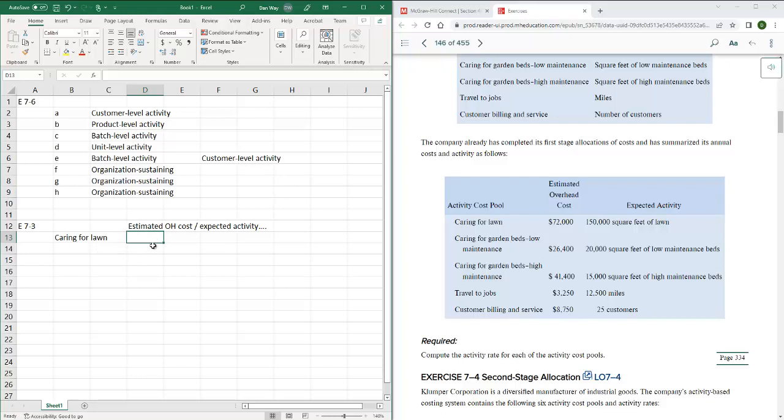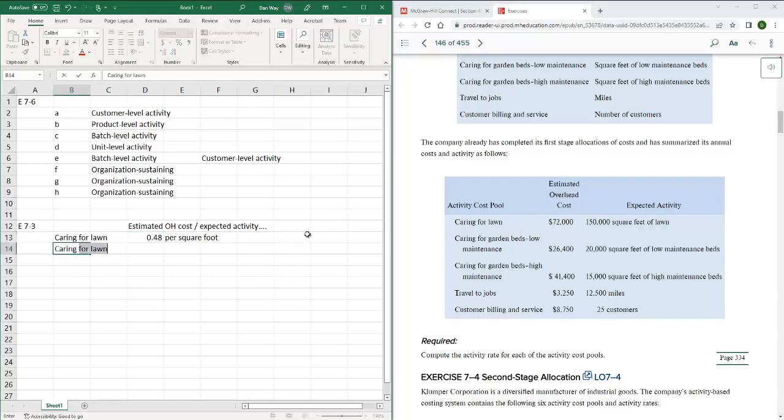So let's come up with a rate for that caring for lawn activity. We had estimated overhead cost of $72,000 assigned to that activity cost pool. So if we divide that by the 150,000 square feet of lawn that we expect to care for in the upcoming period here, that gives us an activity rate of 48 cents. And just be careful with our unit of measure, we might as well note that. That's per square foot of lawn. Okay, so for every foot by foot piece of the lawn, we're saying that's about 48 cents in caring for lawn costs. All the stuff that goes into that activity.